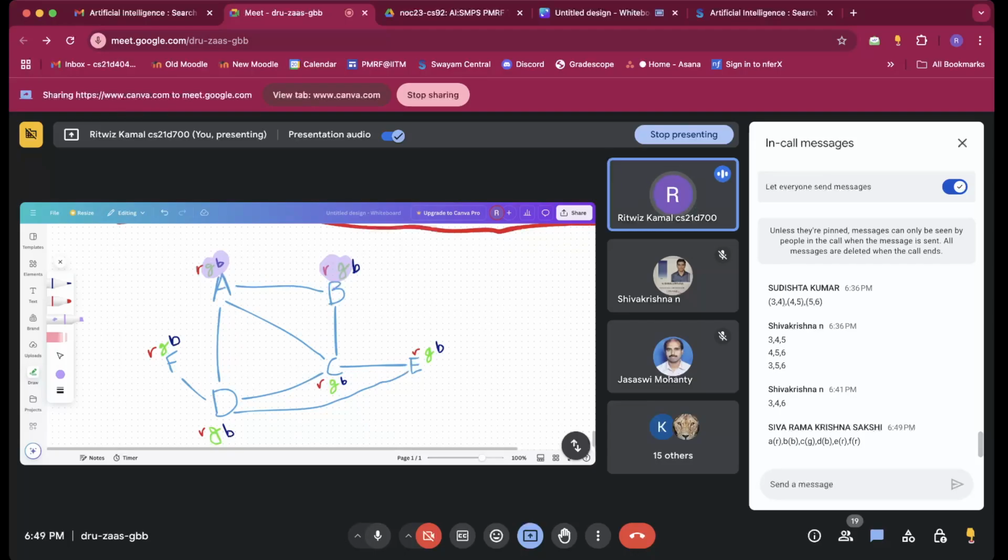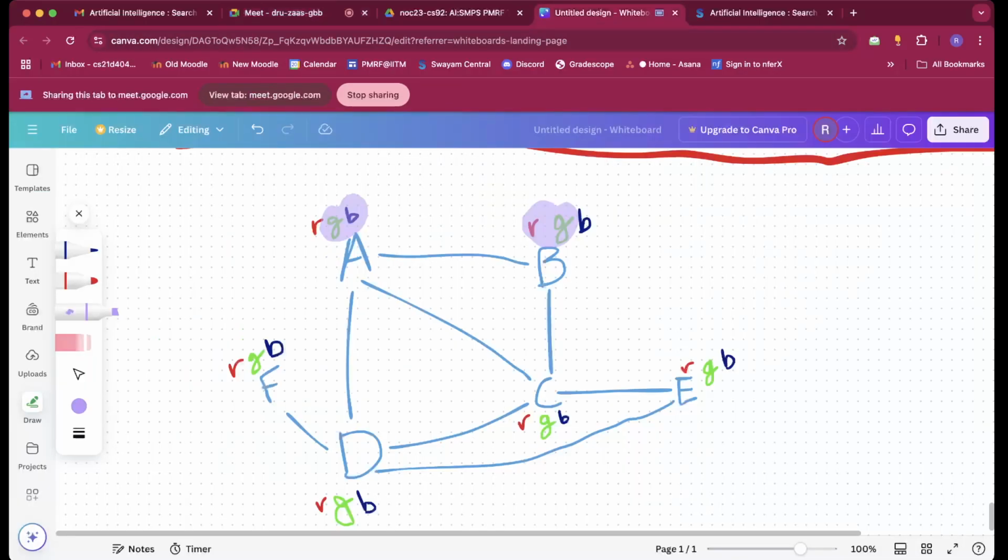We already have a solution in the chat box, which is that A is assigned red, B is assigned blue, C is assigned green, D is assigned blue, E is assigned red, and F is assigned red. Let's have a look at the solution and see if it's correct.